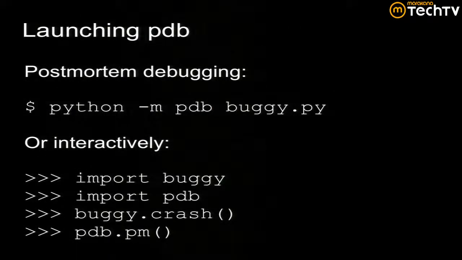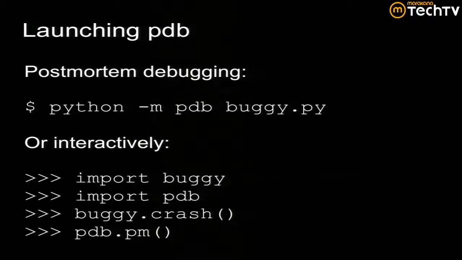So, launching PDB. To get into PDB, there are a couple of ways. If you're investigating a crashing script, you might do postmortem debugging. You can launch PDB by specifying the -m option to your Python executable, which takes a module name, and the module name for PDB is unsurprisingly pdb, and then specify your script. That will start your script under the control of the debugger. You can tell it to run, and it will resume debugger control when your script crashes. So if you're expecting a crash, you can start with postmortem debugging.